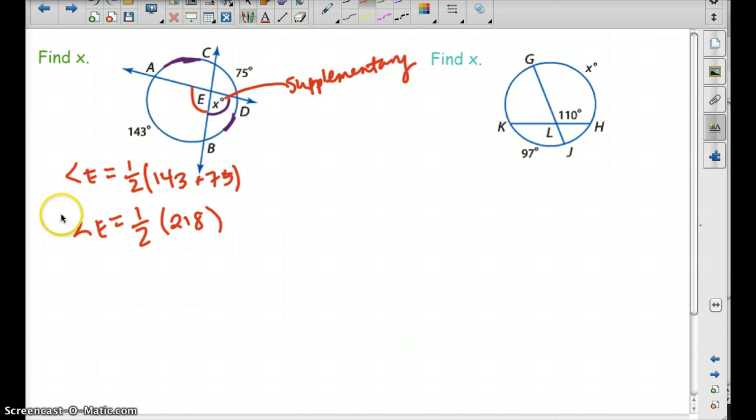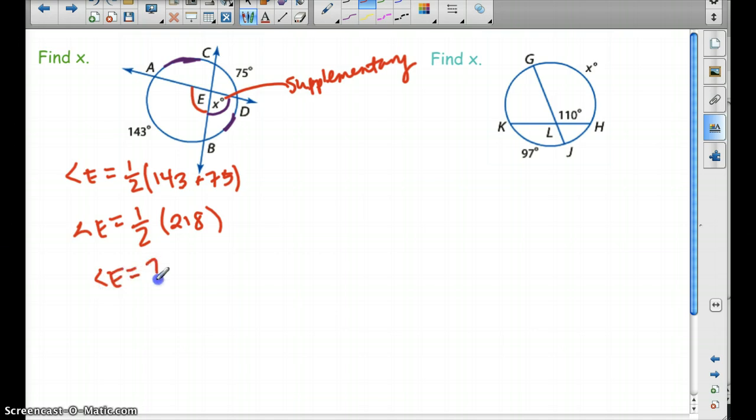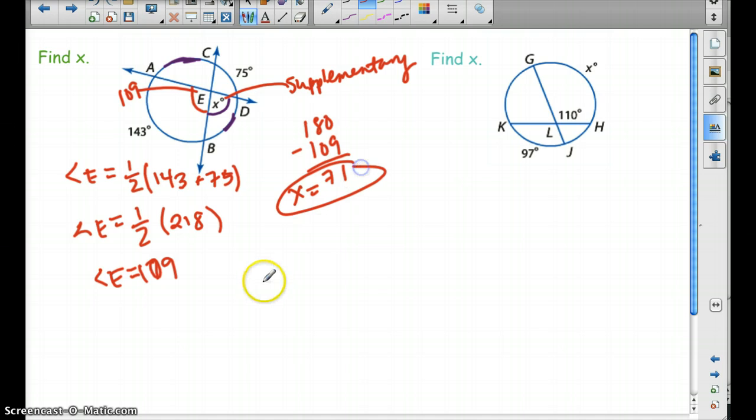So my work here shows that we have 1/2 of 218 when we add those together. We're finding angle e. So angle e then is going to be 109. I'm getting ahead of myself here. So angle e is 109. Since we know that e and x are supplementary, we can take 180 minus 109 and we are going to get 71. So x equals 71.